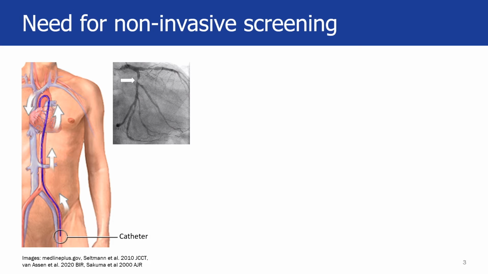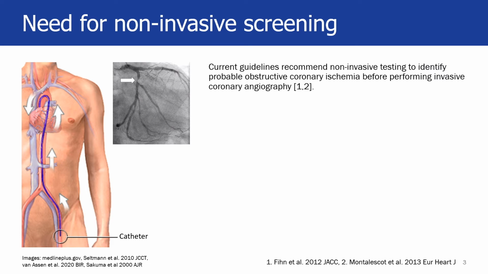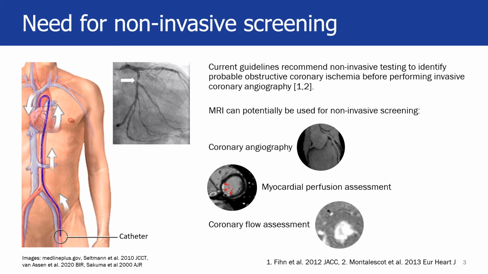Currently, people suspected of having this condition are mostly referred for catheter-based coronary artery angiography. This is a very invasive procedure, and not all patients need to be stented. So guidelines now recommend to first perform non-invasive testing to identify probable obstructive coronary ischemia before performing this invasive coronary angiography. MRI can potentially be used as a non-invasive screening modality as it offers coronary angiography for morphological assessment and myocardial perfusion and coronary flow measurements for functional assessments.